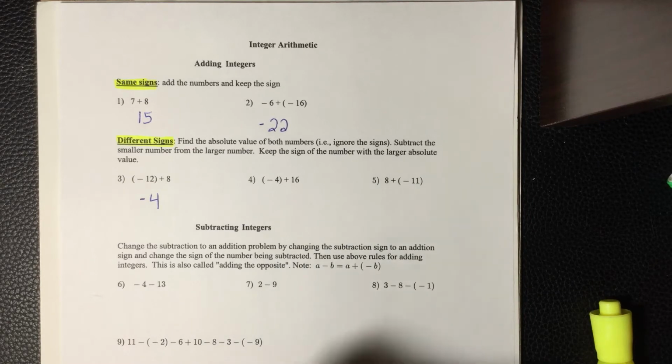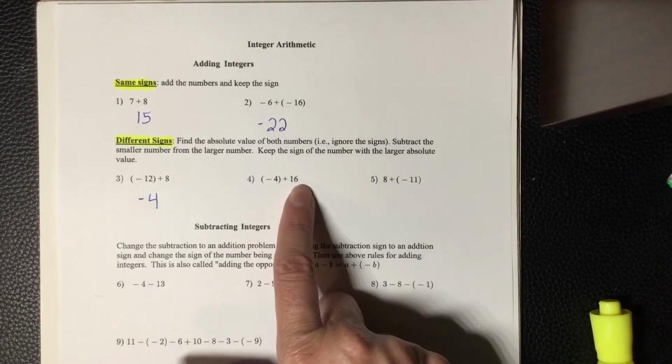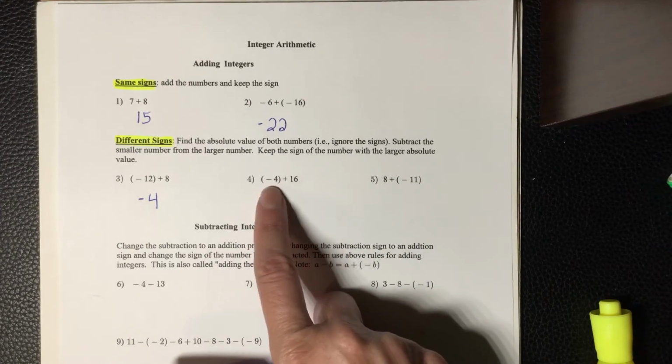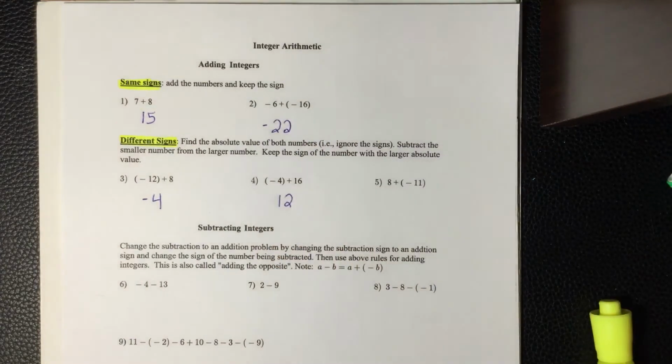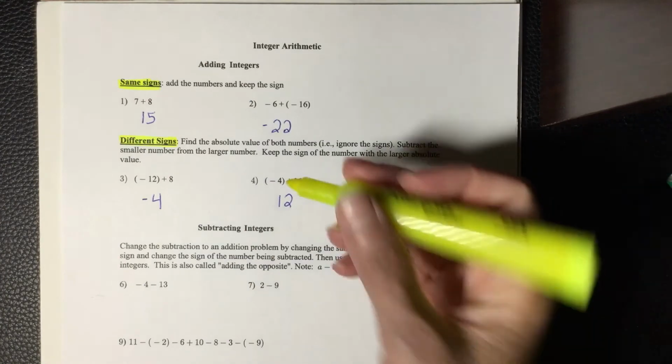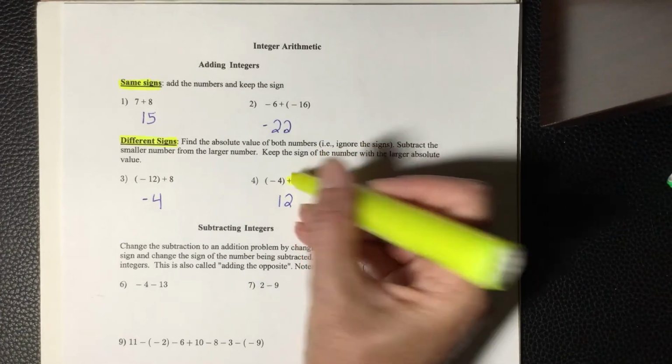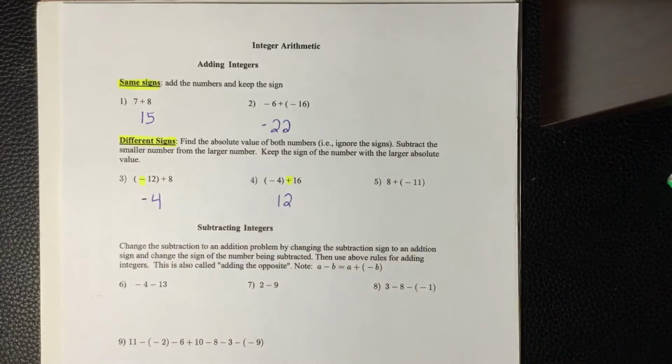All right, same thing for number 4. We have a negative and a positive. So I look at the 16 and the 4, and if the signs are different, I know I subtract those, so that gives me 12. 16 is bigger than 4, so since 16 is positive, I keep its sign. Again, if we're thinking football, we lose 4 yards on the first play, but we gain 16 yards on the second play, so altogether we're up 12 yards.